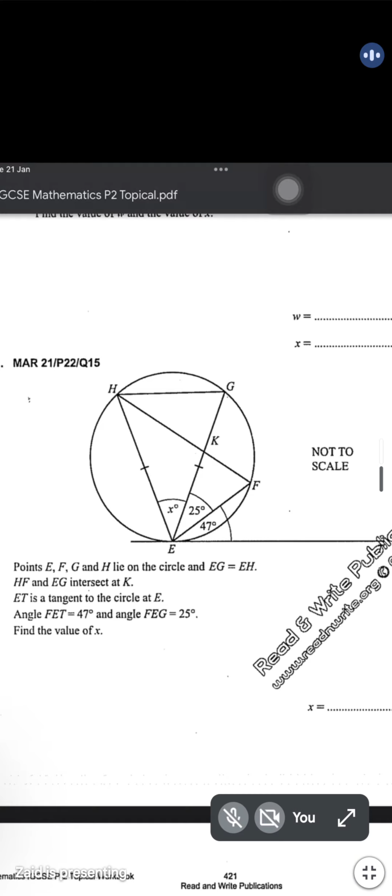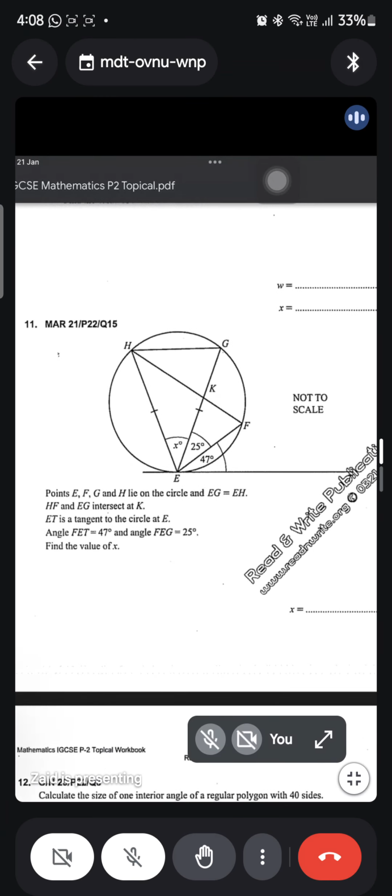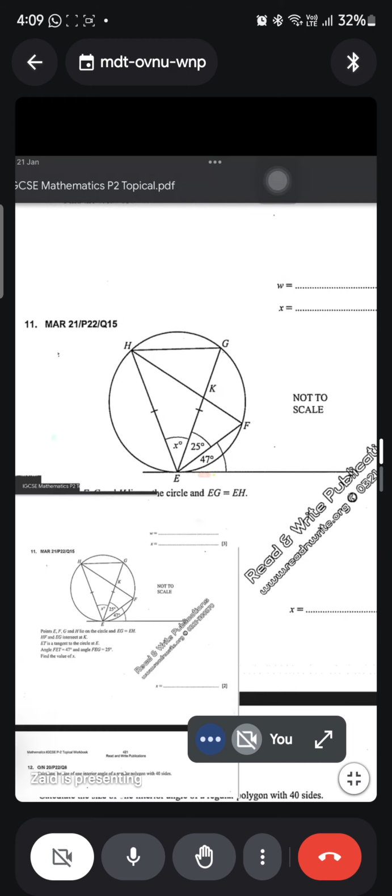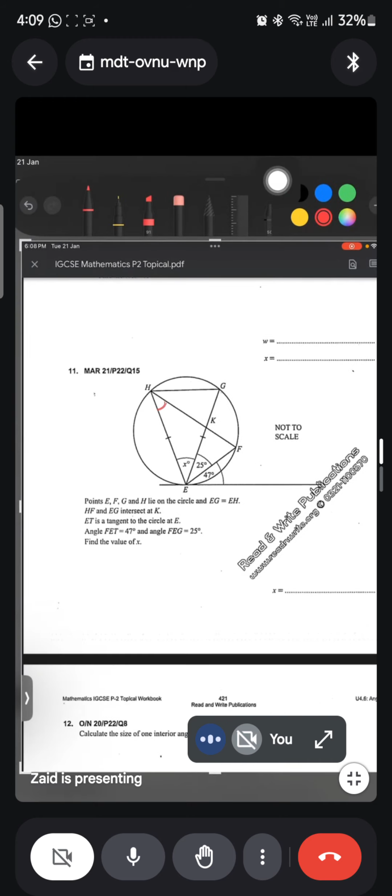So can anyone let me know what is the value of EHF? Look, angles are read like this. The angle starts from here, goes here, and then comes here. So this is going to be the angle. EHF means angle H.